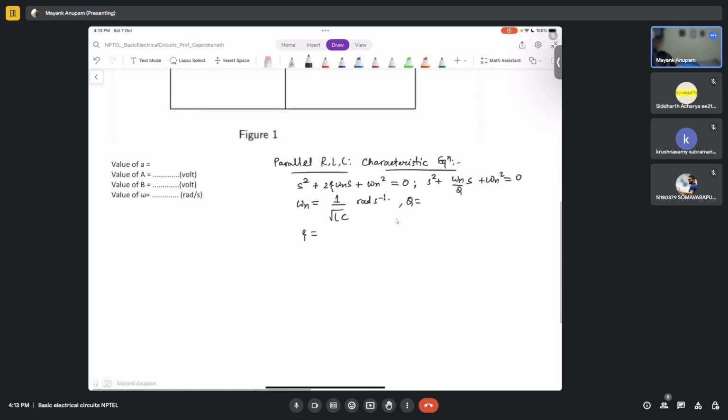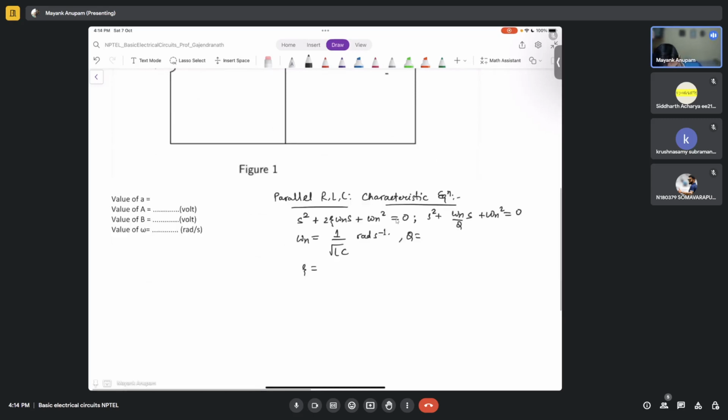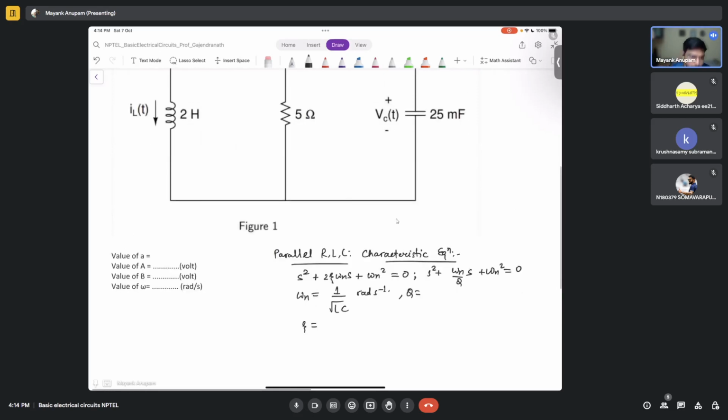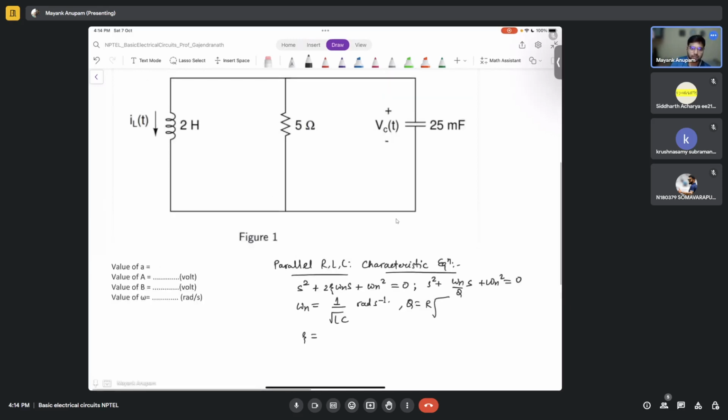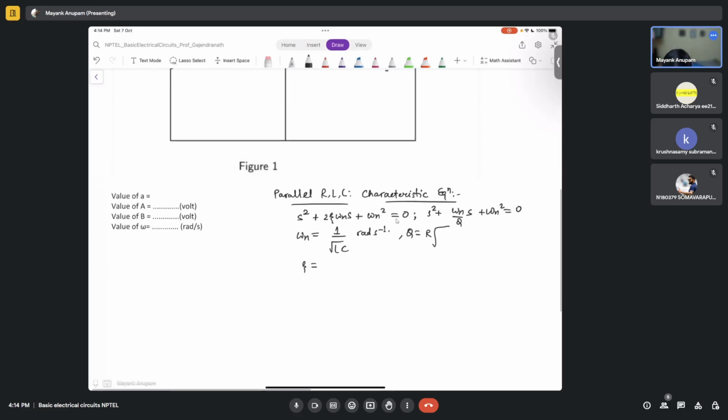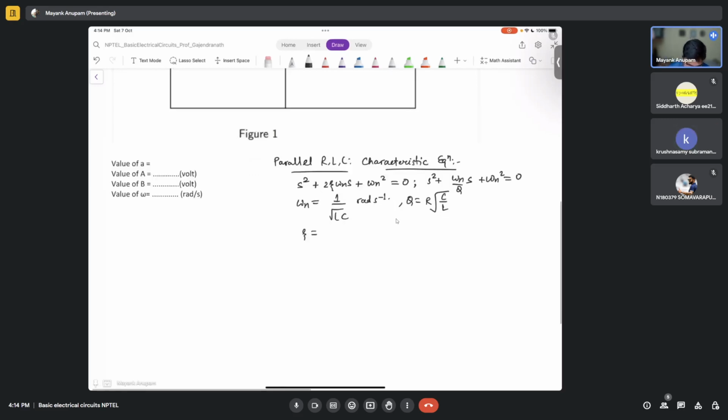So what is q? For a parallel RLC, q should be proportional to 1 over r or r. What should it be? It should be r, right? Because as r increases, quality factor also increases, right? Remember something like that? Yes, sir. And the other thing inside it will be c by l, right? So what is zeta now?